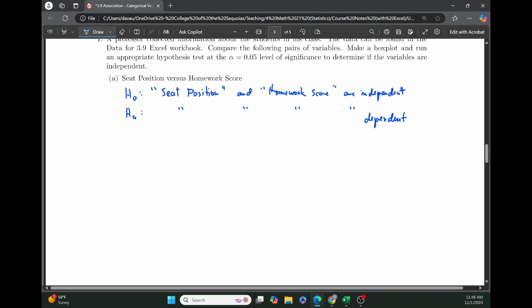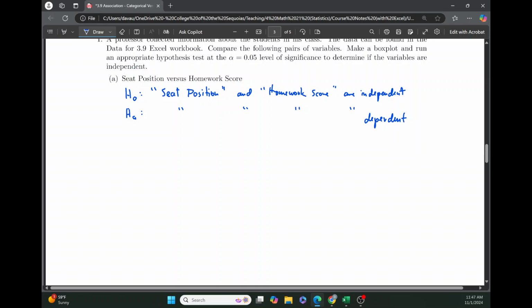Okay, to run the test, well, to know which test to run, actually, we need to know how many possible responses there are to the seat position variable, since that's our categorical variable, right? The homework score will be a numerical variable, so that's the one that we want to split. So I think this is as far as we can take it until we have a little bit more information about how many categories there are for seat position.